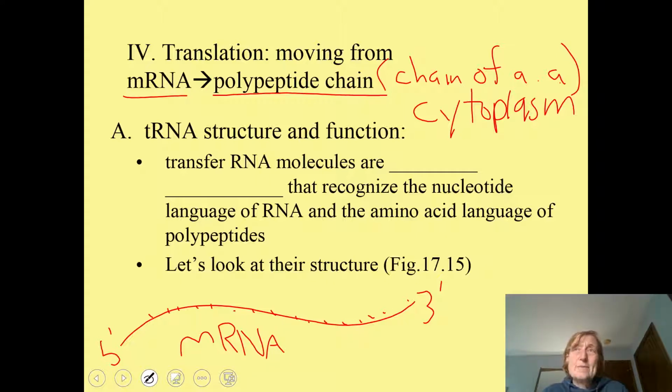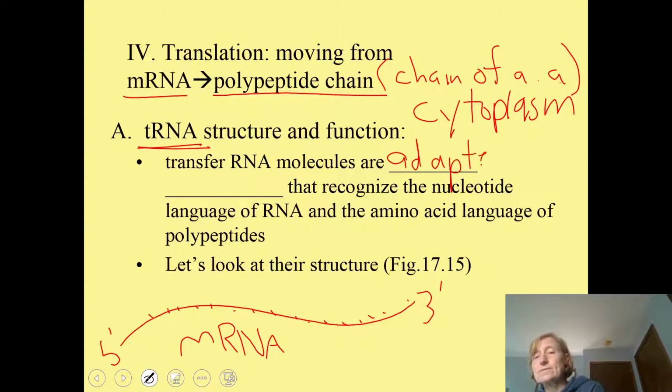All right, we need some machinery to do the translation. We need tRNA molecules. That's one thing we need. tRNA molecules are called transfer RNA molecules, so that's different. We haven't seen that before. They are the adapter molecules, so let's write that down. Adapter.